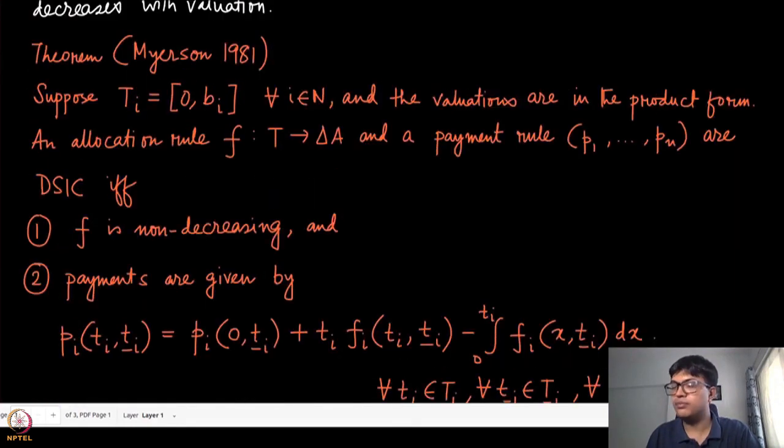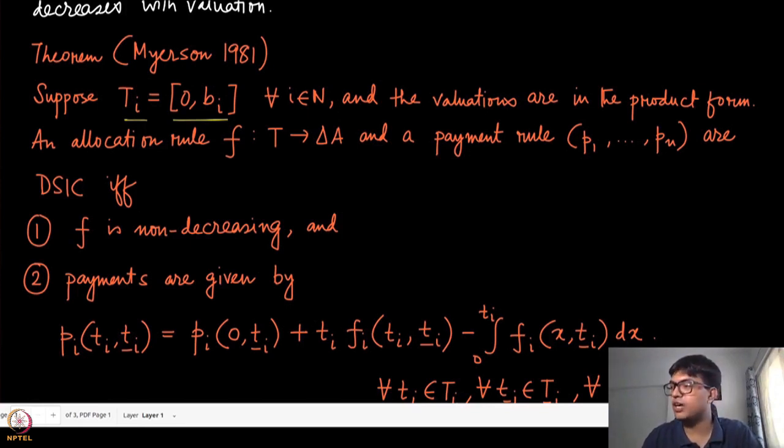Now let us come to the result by Myerson, which gives a characterization of all the dominant strategy incentive compatible mechanisms in the context of allocating one single indivisible object. Let us assume that the type set of all the agents is an interval between 0 and b_i. b_i can differ, but everyone's lowest value for that object is 0. And the valuations are in the product form.